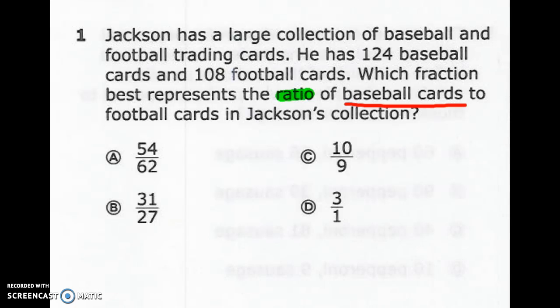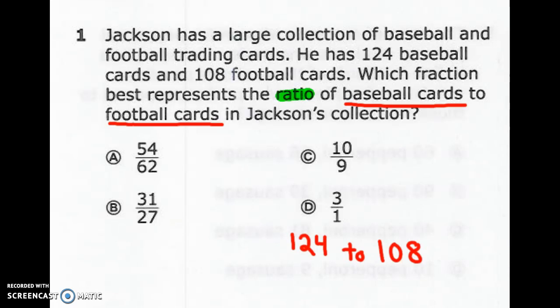baseball cards. So we're going to write down how many baseball cards we have in the problem. From reading, it said we have 124 baseball cards. And we're going to be comparing that to the second thing we saw in the question, which was football cards. How many football cards did the problem tell us? It told us 108. So this really is our answer, 124 to 108.